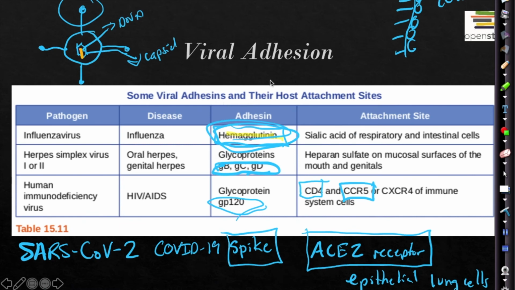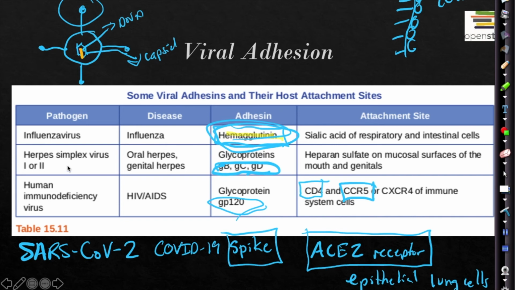So viral adhesive factors, for instance, hemagglutinin is on the flu virus, influenza, and that allows it to attach to the sialic acid of the respiratory cells in our lungs. So when you breathe in the influenza virus, these spikes that stick out are the attachment factors, and that is hemagglutinin, and that will attach to the cell in our respiratory tract.